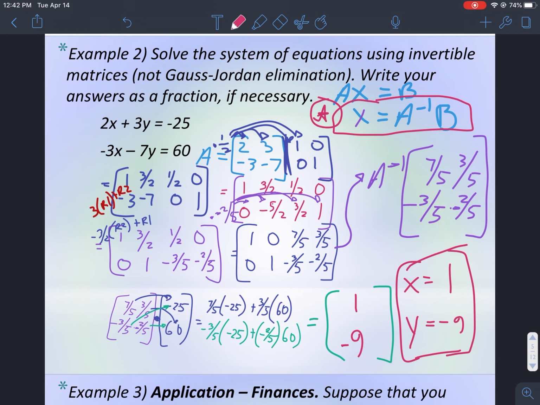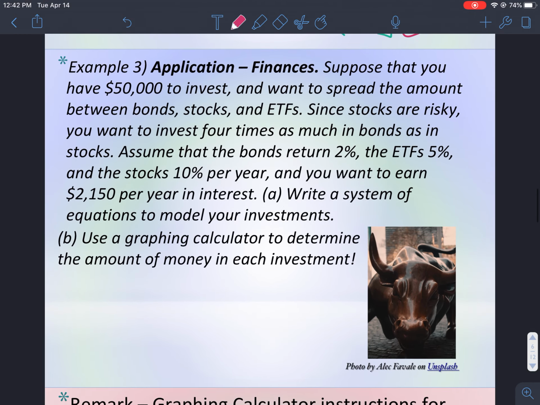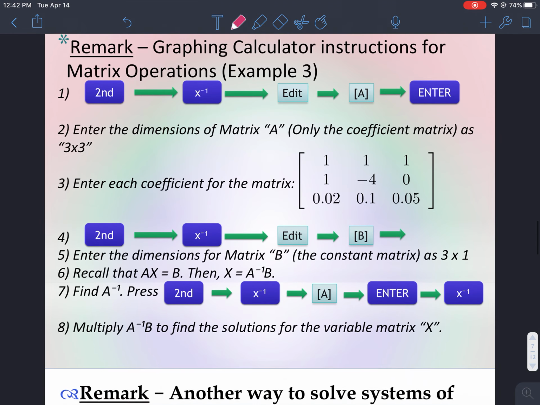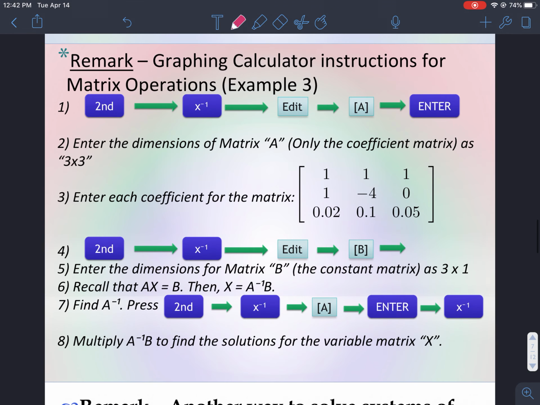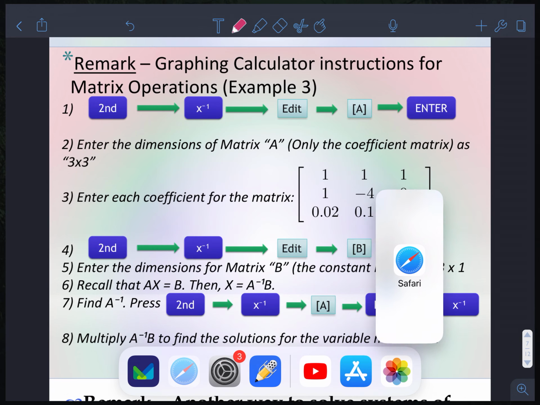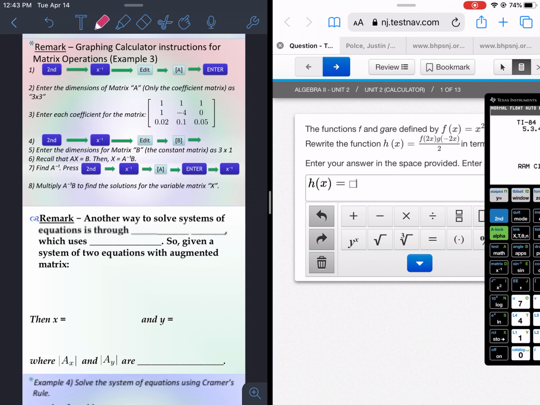Before we get to the next example, which is a nice application, one of my favorite ones, let's talk about the graphing calculator instructions. We want to be able to use the graphing calculator to help us solve some of these matrix problems. So let me bring up the graphing calculator. Here we are.